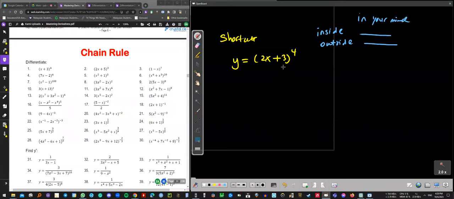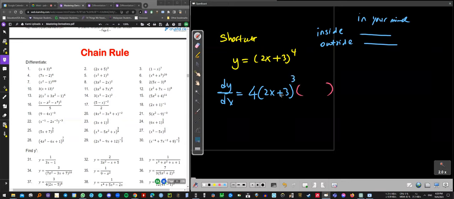Outside tu you differentiate outside. Kalau differentiate outside maksudnya you differentiate 4 tu je. So 4 jadi 4(2x + 3) to the power of 3. Agree? Then you differentiate the inside pula. Dapat 2. So dy/dx apa? 8(2x + 3)^3.